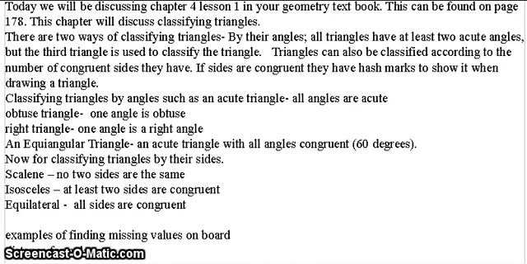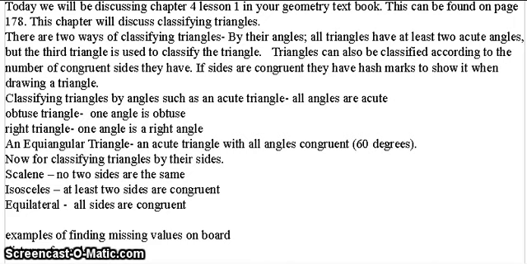Classifying triangles by angles, such as an acute triangle: all angles are acute. Obtuse triangle: one angle is obtuse. Right triangle: one angle is a right angle. An equiangular triangle: an acute triangle with all congruent angles equal to 60.